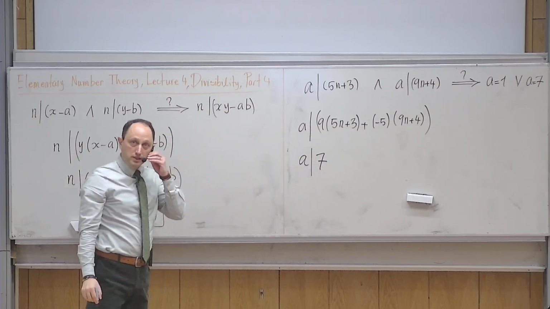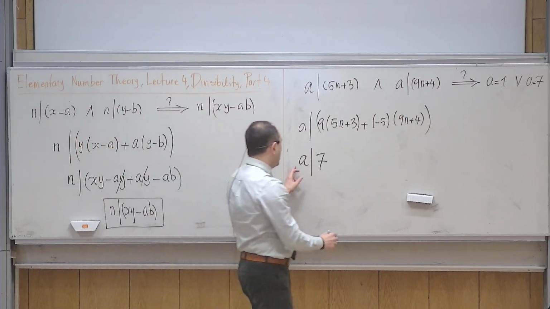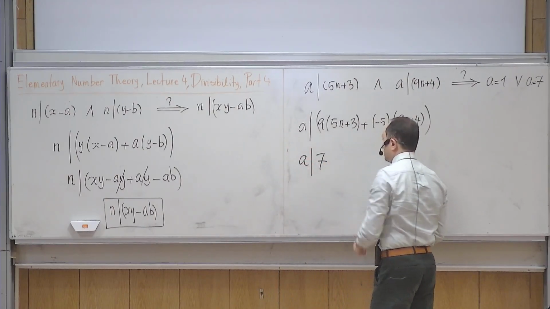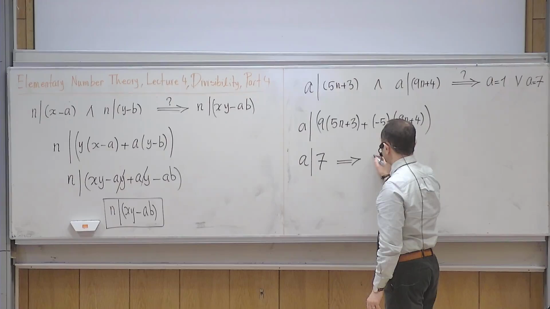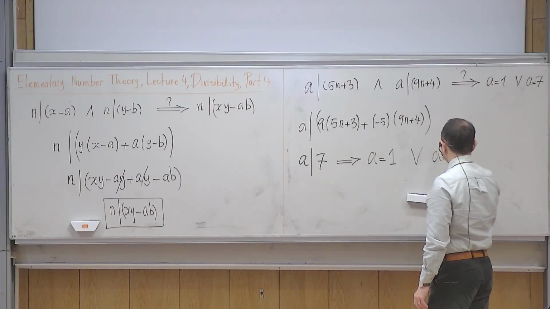So a divides 7, and it is mentioned in the problem that a is a natural number. If a is a natural number and it divides 7, there are only two choices for a. Either a is 1 or a is 7. Okay?